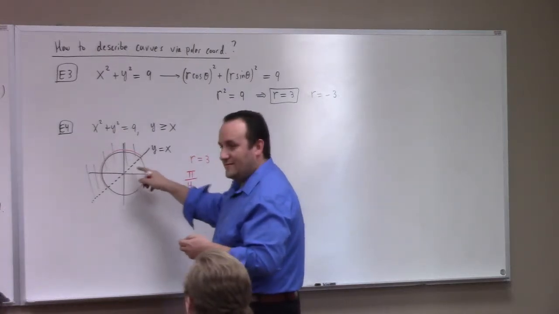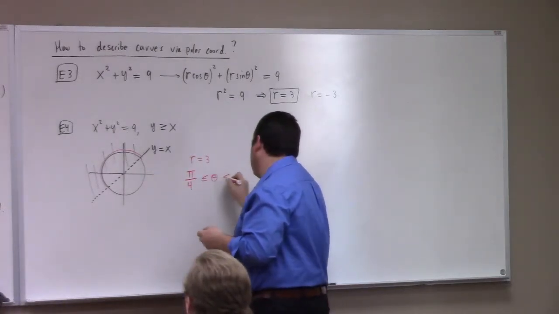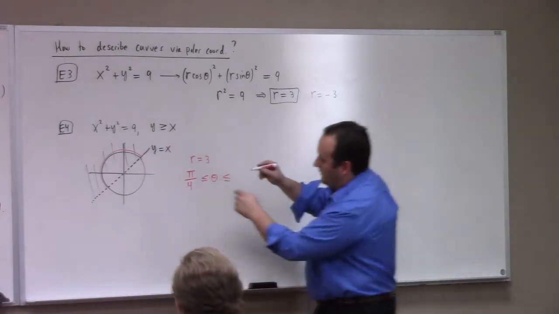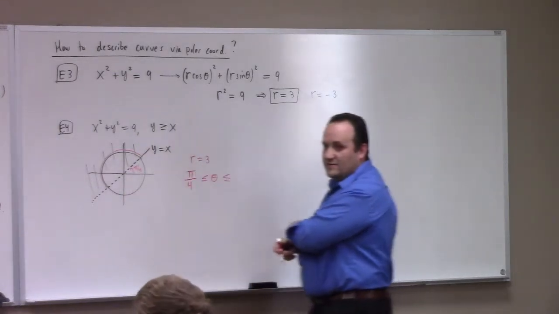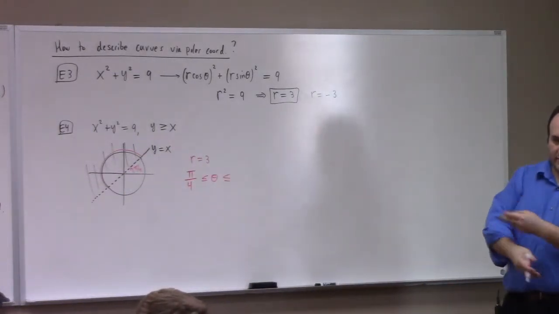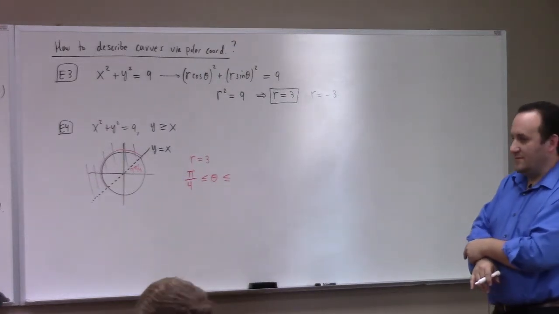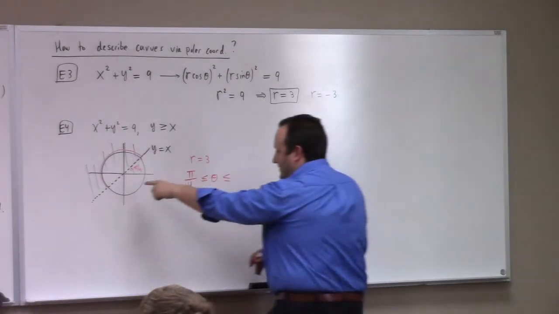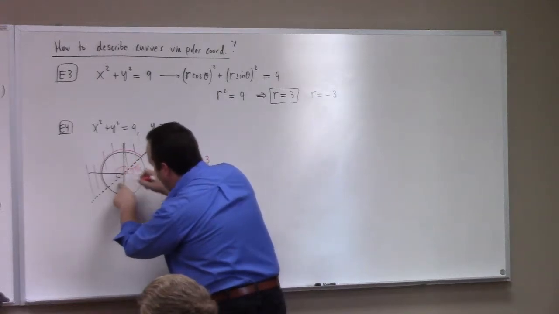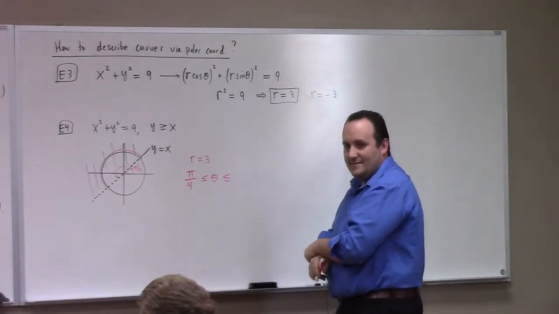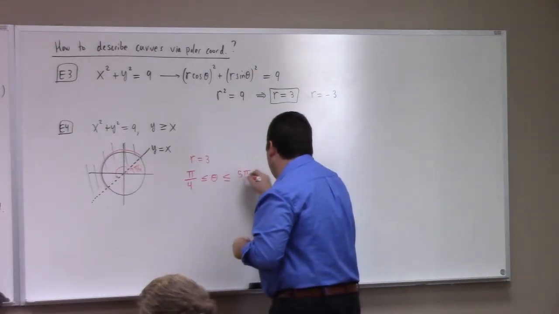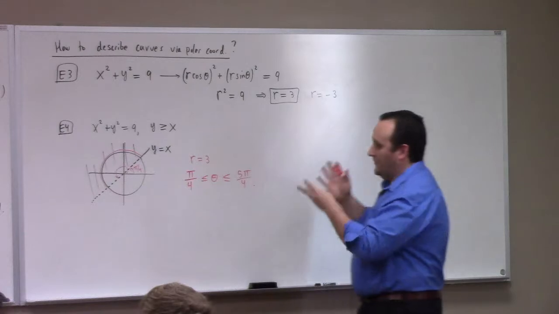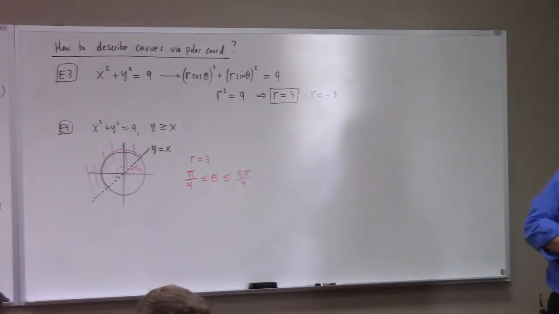Pi over 4 less than or equal to theta, less than or equal to what? So this is pi over 4. How do I know that? Because I know the line y equals x is 45 degrees, which is pi over 4 in radians, right? So what you got, Tamara? What's that angle? More than pi. 5 pi over 4. Yeah. And that would be the polar description of this arc of the circle. Does that make sense?